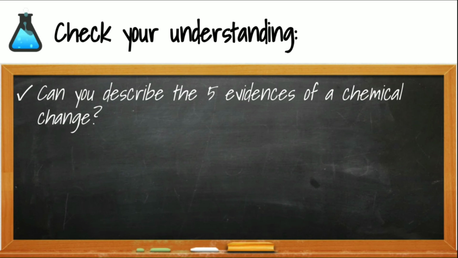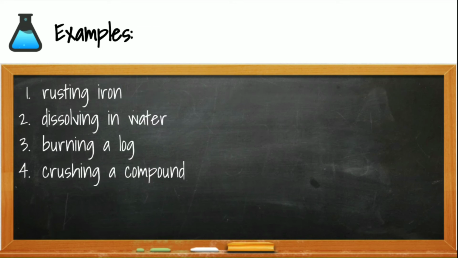So let's check your understanding. Can you describe the 5 evidences of a chemical change? Let's see if we can figure out if these changes are chemical or physical. So the rusting of iron. When iron rusts, the metal iron loses its magnetism and it changes from a black-colored metal to a red-colored substance. Rusting is an example of a chemical change.